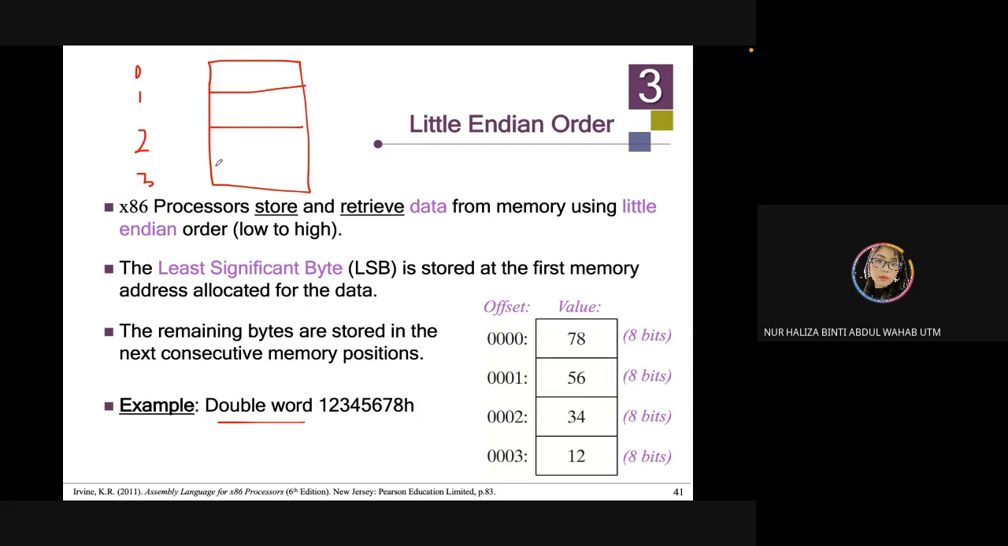Every address you have is 8 bits. Because why? 8 bit is the smallest. The smallest is 8 bits, which is a byte, 1 byte. This is 1 byte, this is 1 byte, this is 1 byte, this is 1 byte. Okay, so that is the first thing that you need to know in every address.